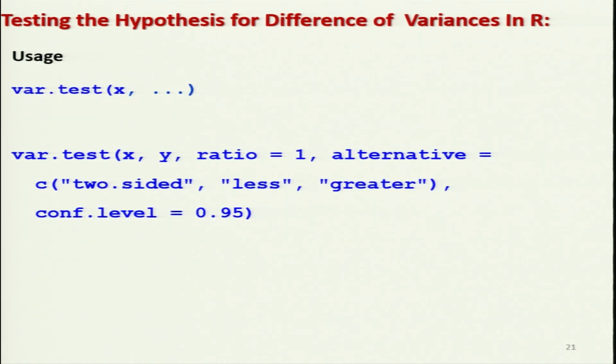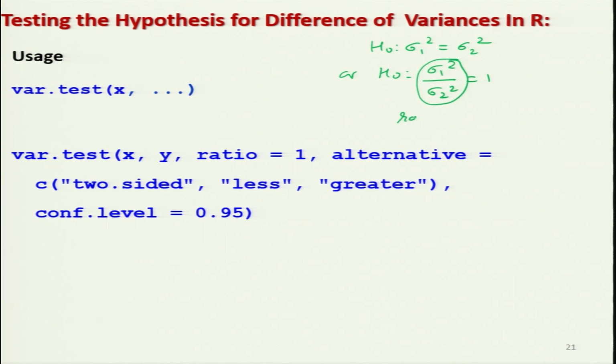Now, we try to understand how this can be computed in the R software. One thing you have to first understand is that we are trying to test the hypothesis H0: sigma1 square equal to sigma2 square. This can also be written as H0: sigma1 square upon sigma2 square equal to 1. This quantity in the R command is indicated by the parameter ratio. So, you have to give ratio equal to 1. Similarly, this gives you a lot of freedom: if you want to test the hypothesis that sigma1 square equal to twice sigma2 square, then you write sigma1 square upon sigma2 square equal to 2, and you simply specify ratio equal to 2.